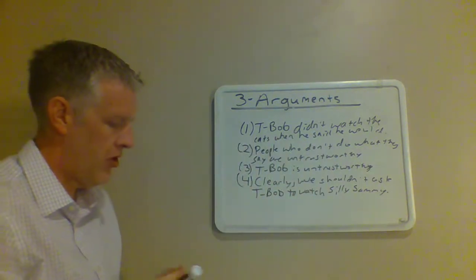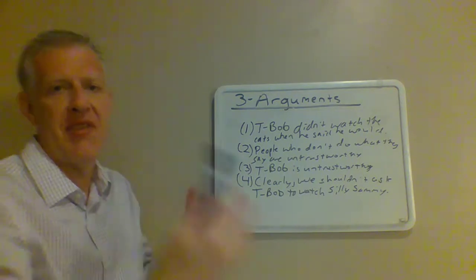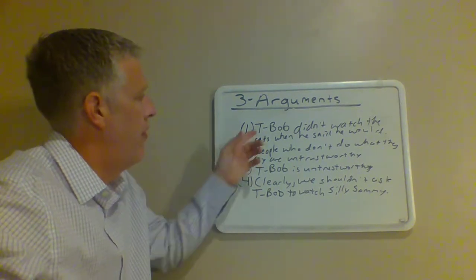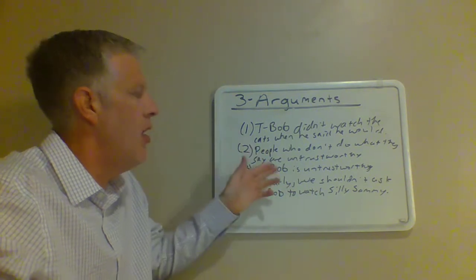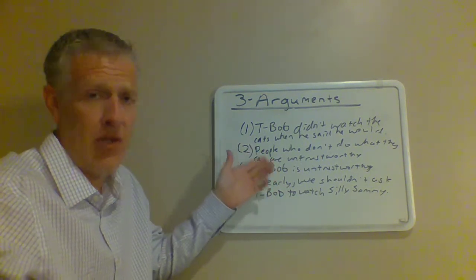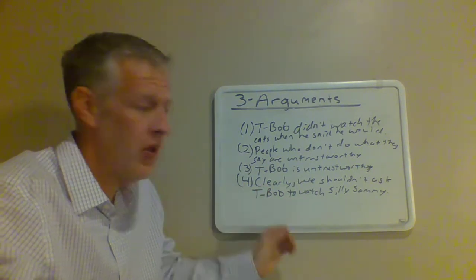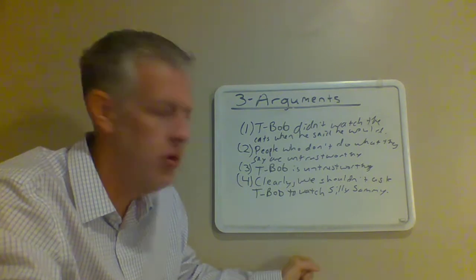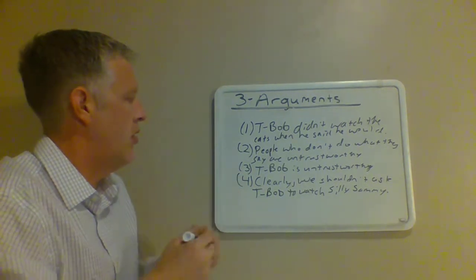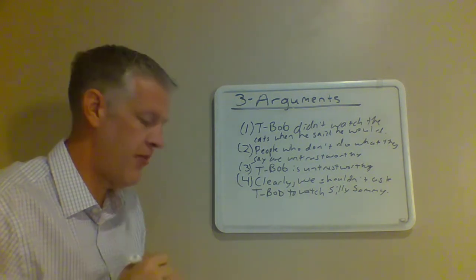So let's go through this one more time. Imagine someone saying this to you, with not so ludicrous of names here: T-Bob didn't watch the cats when he said he would. People who don't do what they say are untrustworthy. T-Bob is untrustworthy. Clearly, we shouldn't ask T-Bob to watch Silly Sammy, our beloved pet goat. Okay, so you notice here which claim serves as both a conclusion and a premise?